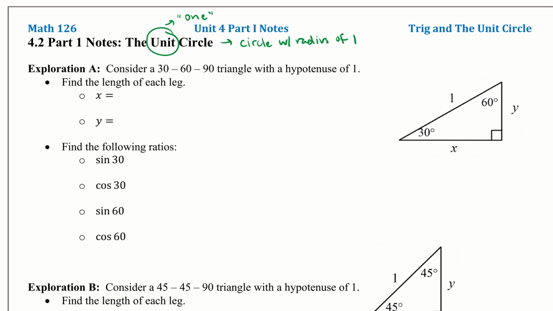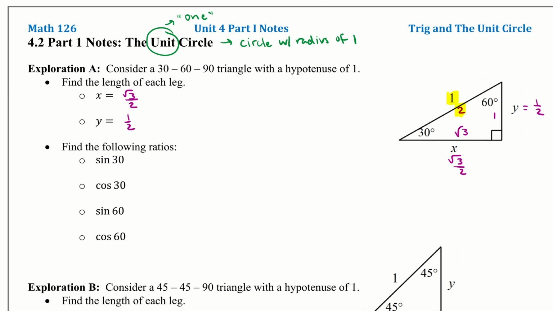Well, the pattern of the sides is 1, root 3, and 2, where the 2 is the hypotenuse and 1 is the side opposite the 30. You might notice that instead of using a 2 in the hypotenuse position, we're using a 1. So all of the side lengths are cut in half. All of the side lengths are just half the length the side was for our base triangle. So x is root 3 over 2 and y is 1/2.